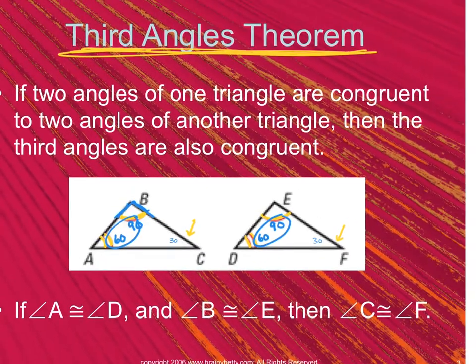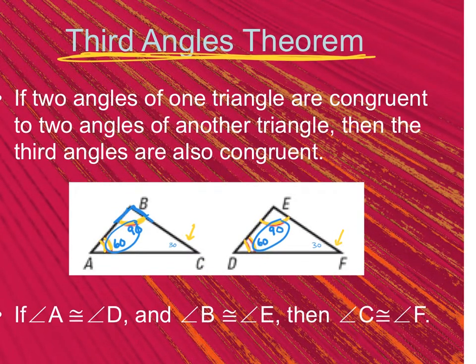So it means if you have two angles of one triangle that are congruent to two angles of another triangle, then the third angle has to be congruent to each other. There's no way that they couldn't be. Now, it does not mean that these triangles are congruent. It means that the angles are congruent. I'm just showing you this because I was trying to prove it to you.